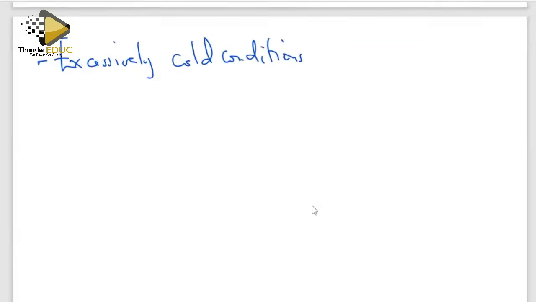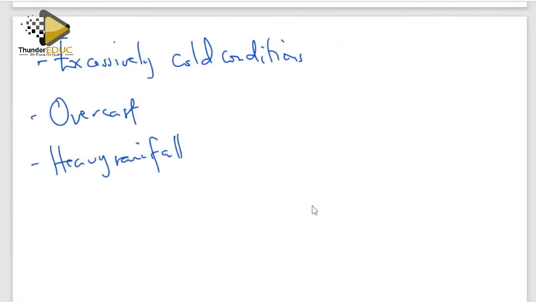We know well that if a cold front is coming, it is going to cause excessively cold conditions. Or we talk of very low temperatures. It's one of the weather conditions associated with the coming of the cold front. It's going to cause excessively cold conditions. And it's going to cause overcast conditions. There will be full cloud cover. And because of that full cloud cover, it is going to cause heavy rainfall. On top of the heavy rainfall, that rainfall is associated with thunderstorms.